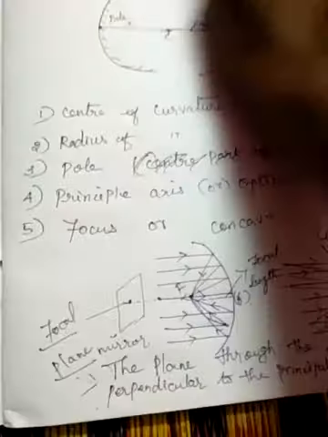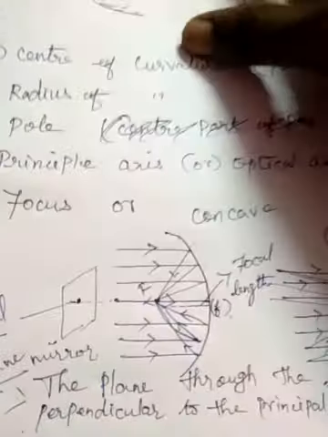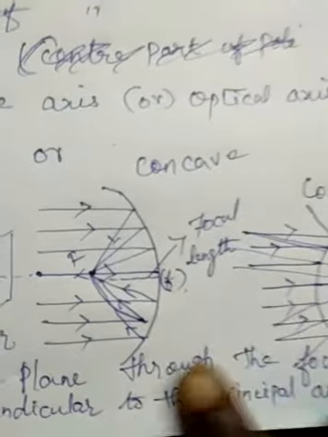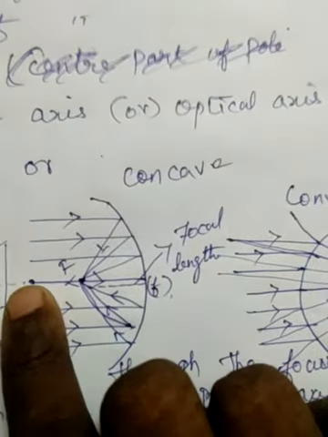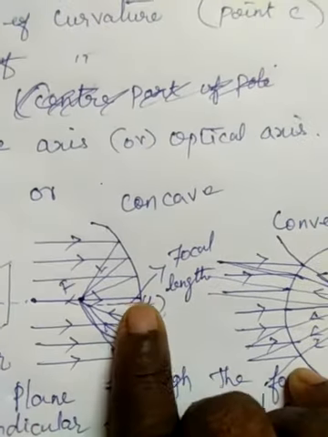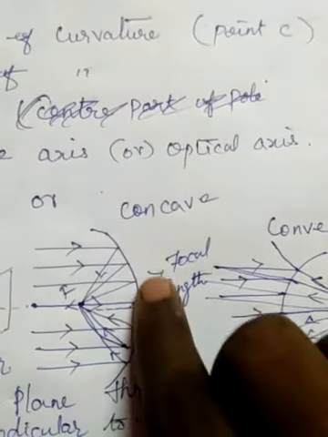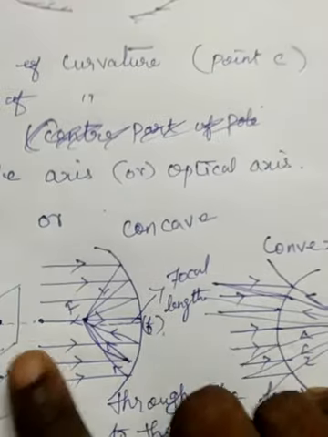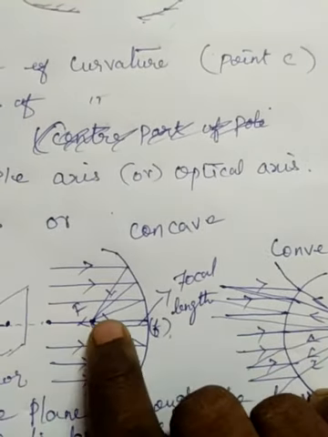Next, focus or focal length, the focus point. Now take the concave mirror; I will draw the two parts separately. You see this is the center of curvature, this point is the pole, and this is the concave mirror.